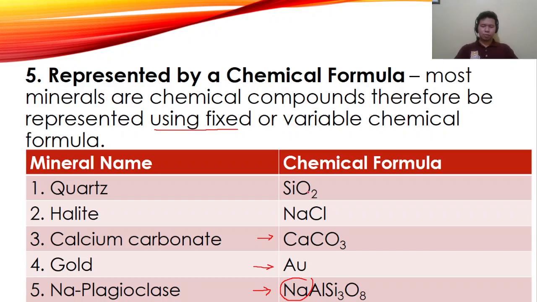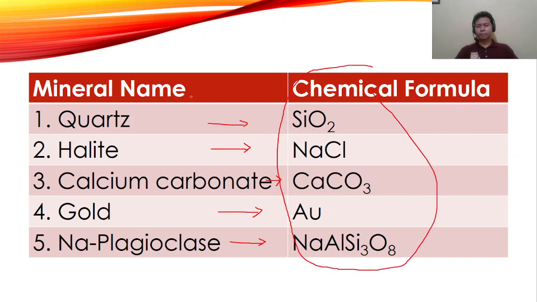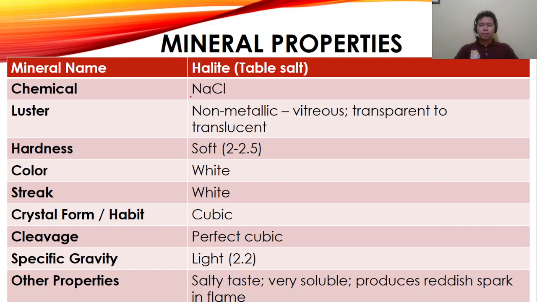So that's the fifth characteristic of a mineral. It must be represented by a chemical formula. Here I'm just zooming in on the minerals I have mentioned earlier: quartz, halite, calcium carbonate, gold, and plagioclase. All of them are represented by a chemical formula. Okay, next we have mineral properties.